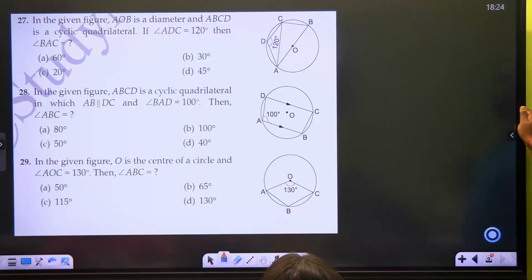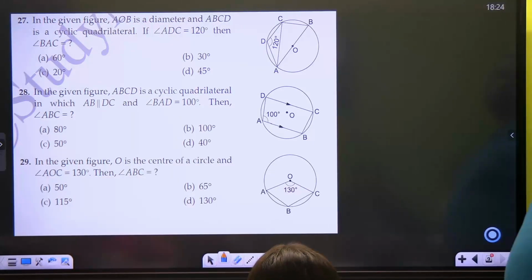Cyclic quadrilateral, yes, cyclic quadrilateral, good. So how much should be that B angle? How much should be the B angle? So 60 degrees, B should be 60. But they have asked you the value of what? BAC.